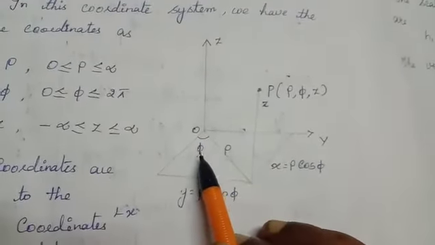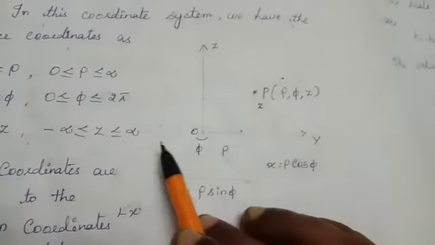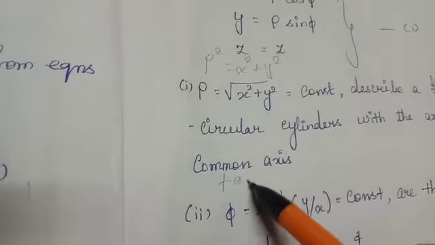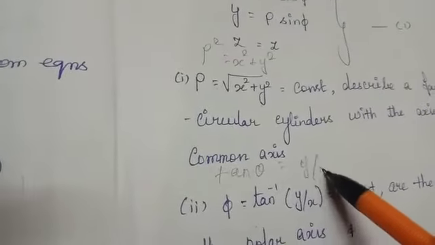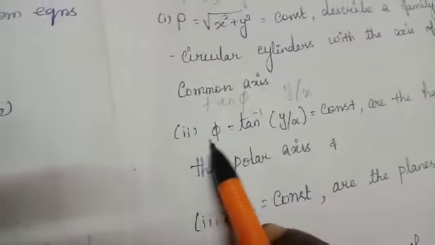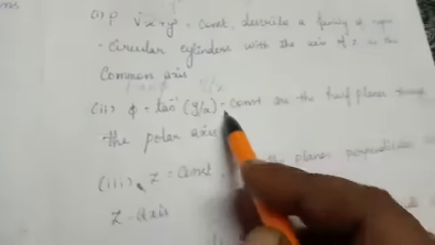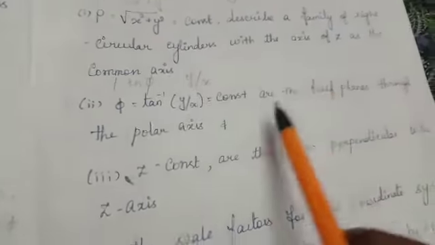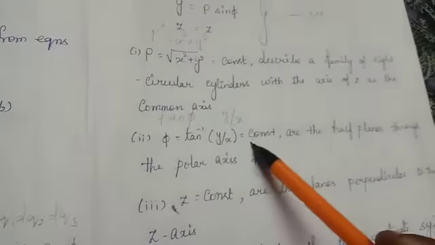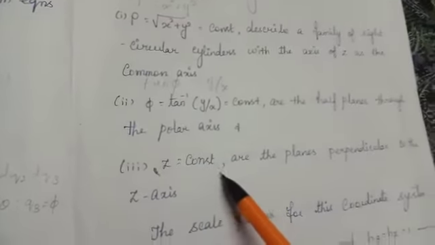Here tan phi equal to opposite side by adjacent side. The opposite side is y, so y divided by x. So tan phi equal to y by x, where phi equal to tan inverse of y by x, which is constant. It is a half plane through the polar axis. As already told, in the cylindrical coordinate system two coordinates vary and one is constant. Here z is the constant.